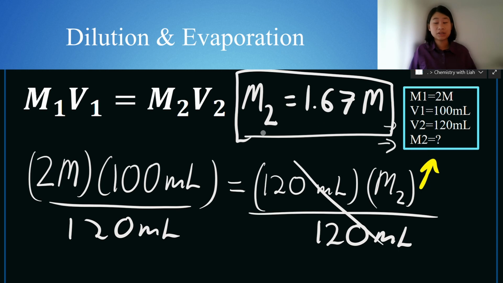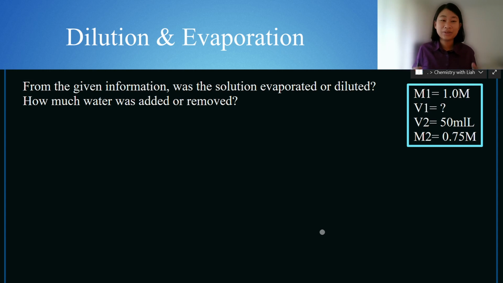So for these questions, as you can see, 3 parts of the equation will be provided, and you will have to find the 4th. Normally when they're in word problems, you will just have to pick out which one is M1, which one is V1, which one is V2, and which one is M2. And then you just plug in your numbers to the equation, and you do some algebra to find the missing value. Let's do another example.